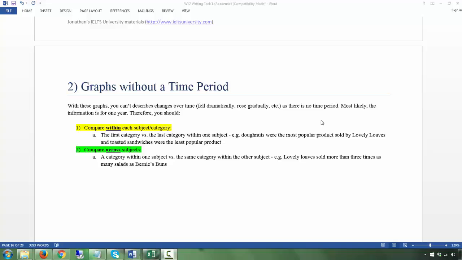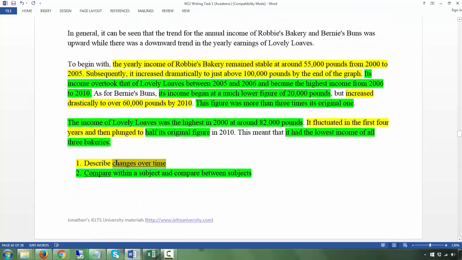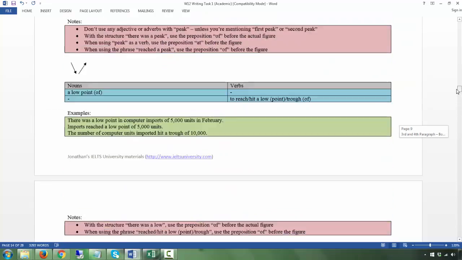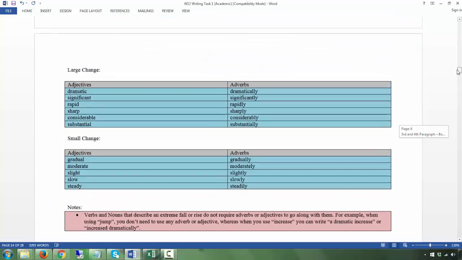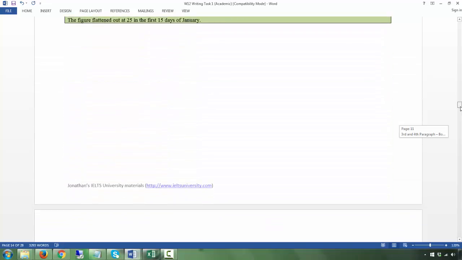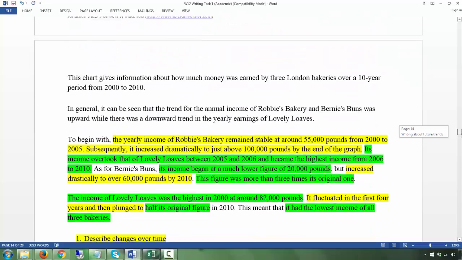Okay, let's start on the next task one, which is the graphs without a time period. Because a graph that has no time period, you will not talk about describing changes over time, because there's no time. It's only 1 year. So all the phrases that I've given you here, fluctuation, there was a period of stability, increase, decrease, etc., you're not going to use in this graph because there's basically no time period. There's just 1 year, so you can't use those.